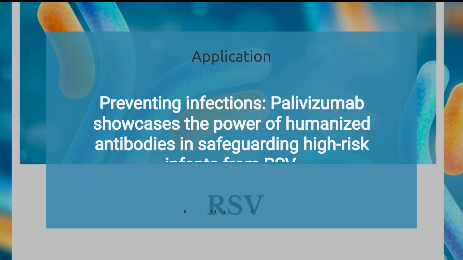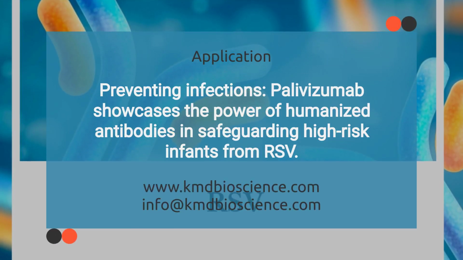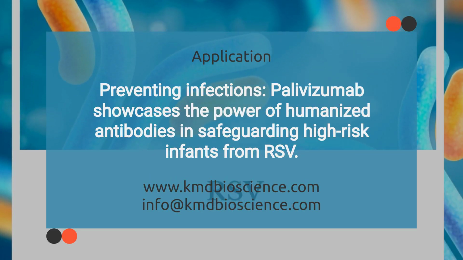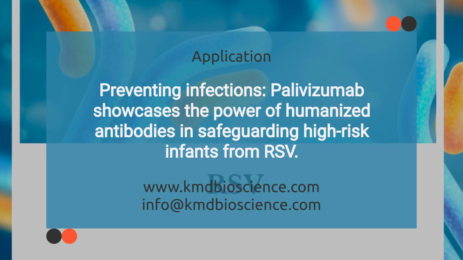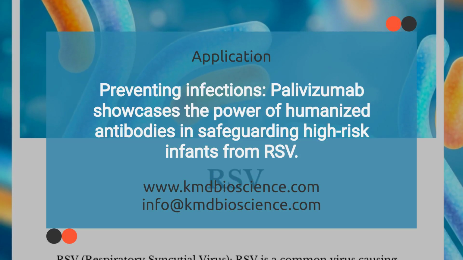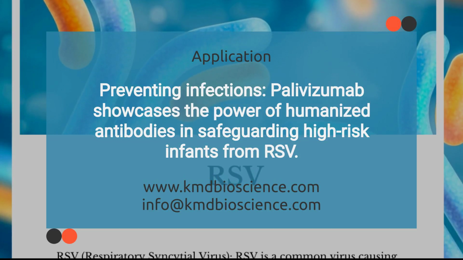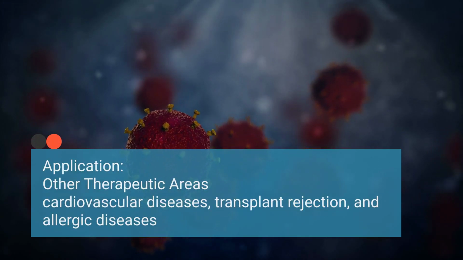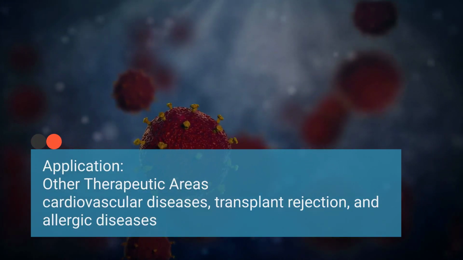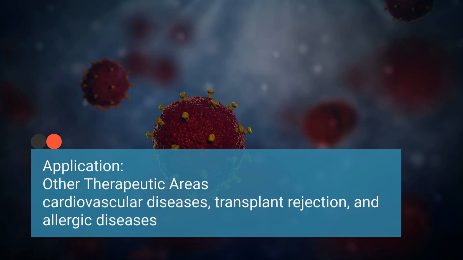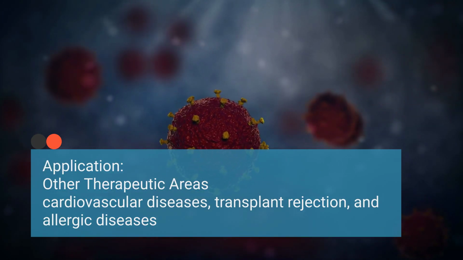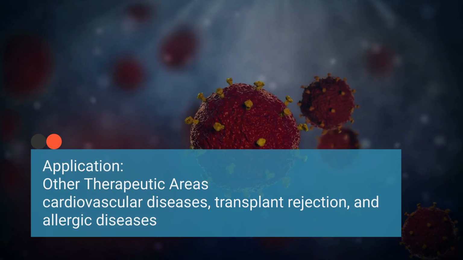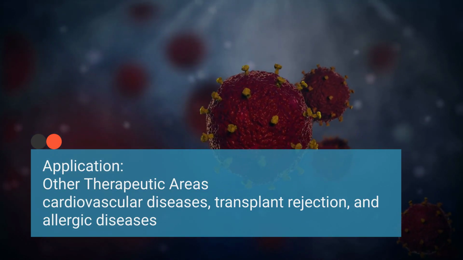Infectious diseases. Palivizumab, a humanized antibody targeting the RSV virus, is used to prevent RSV infection in high-risk infants, demonstrating the utility of humanized antibodies beyond cancer and autoimmune diseases. Other therapeutic areas. The development of humanized antibodies continues to expand into other therapeutic areas, including cardiovascular diseases, transplant rejection, and allergic diseases, showcasing their versatility and potential in modern medicine.